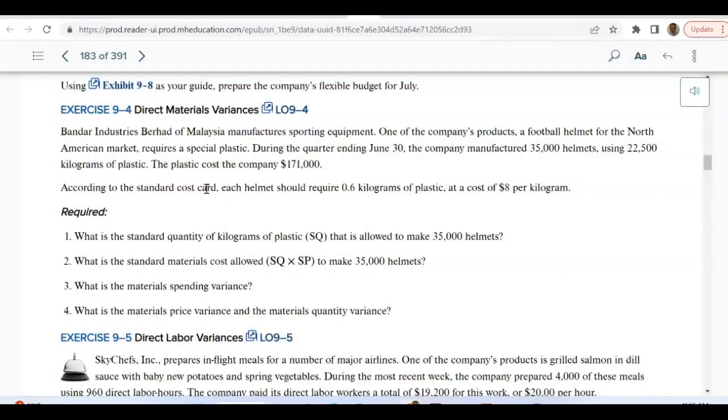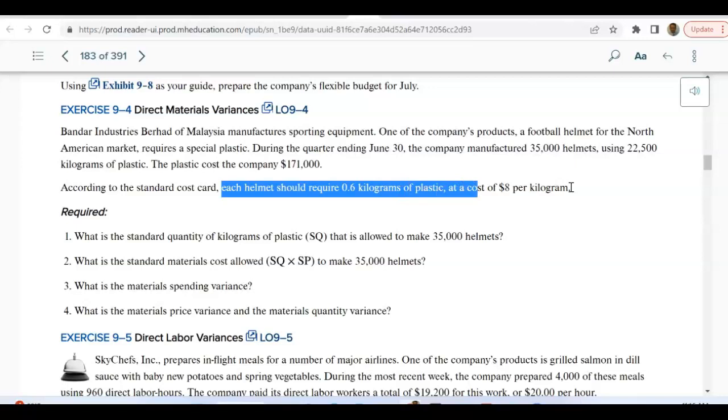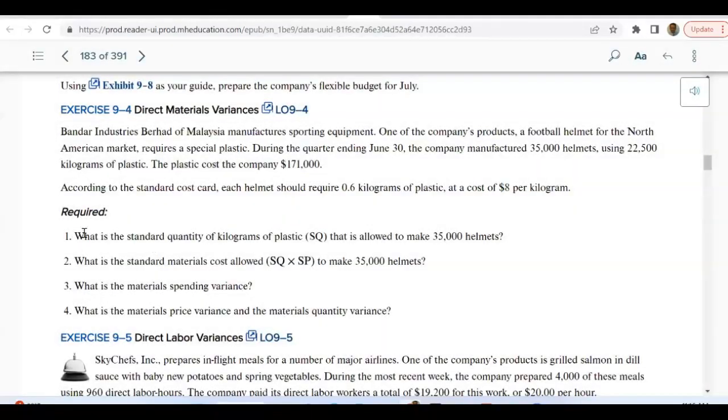According to the standard cost for the company, each helmet should require 0.6 kilogram of plastic at the cost of $8 per kilogram, and that's the direct material, right? Okay, so what is the standard quantity of kilogram of plastic, standard quantity that is allowed to make 3,500 helmets? What is the standard material cost for 3,500 helmets? What is the material spending variance? And what is the price variance? Okay. Let's look at the solution for a second to see how that goes.